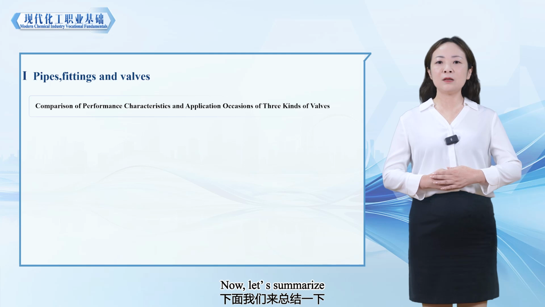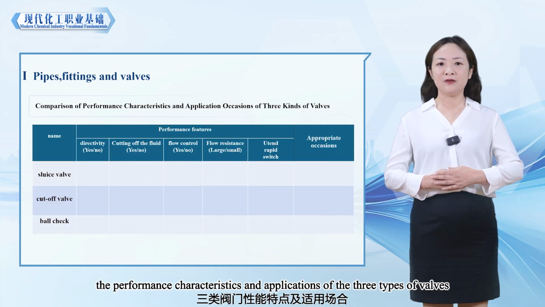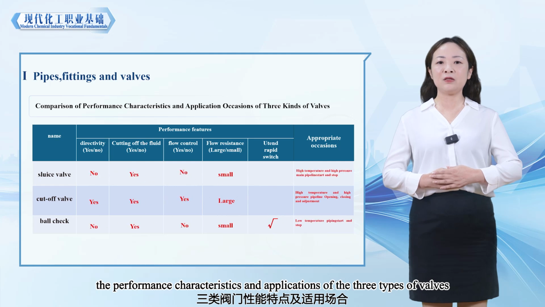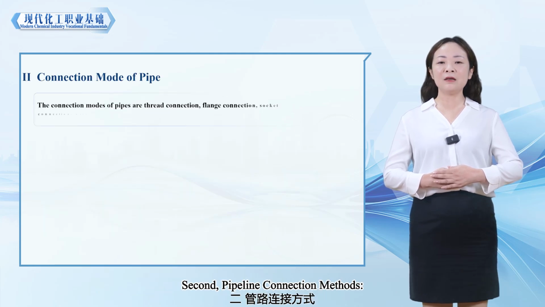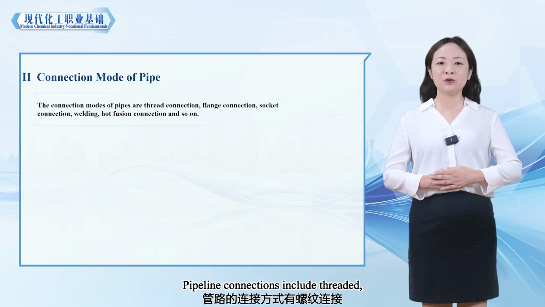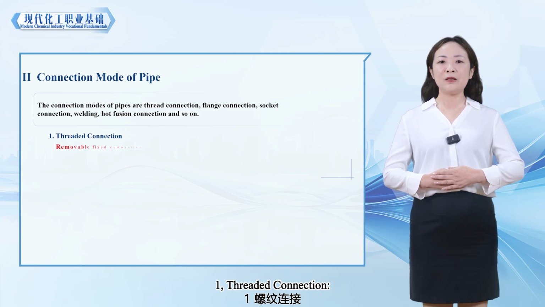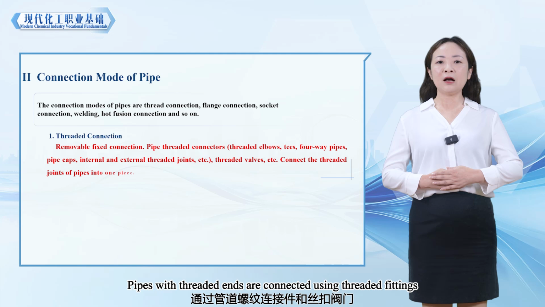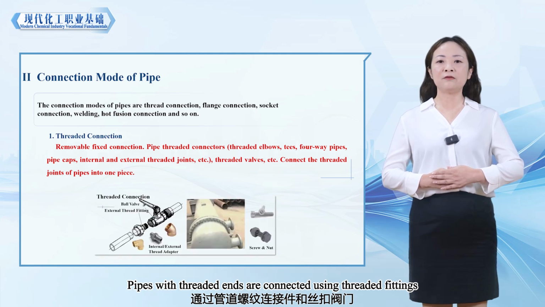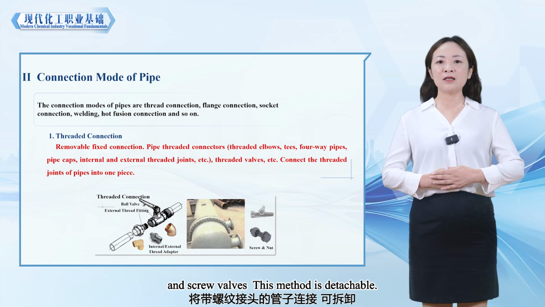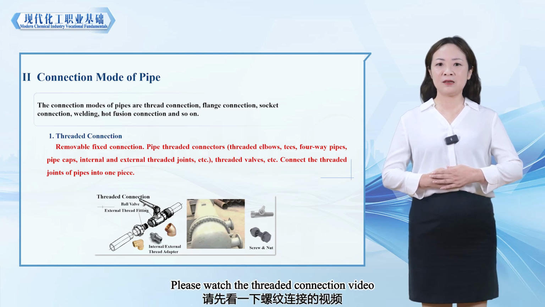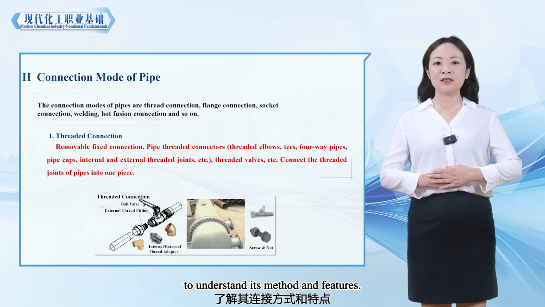Now, let's summarize the performance characteristics and applications of the three types of valves. Second, pipeline connection methods. Pipeline connections include threaded, flange, socket, welded, and fusion methods. 1. Threaded connection. Pipes with threaded ends are connected using threaded fittings and screw valves. This method is detachable. Please watch the threaded connection video to understand its method and features.